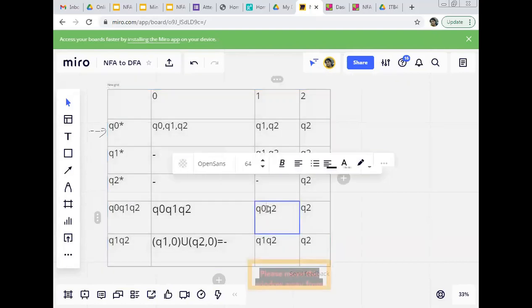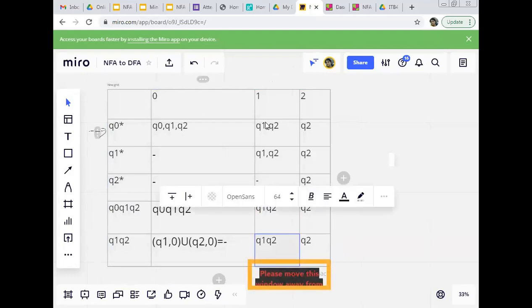Okay, in this we don't have one. So we'll stop here and see if there is any other new combination. Here we got Q0, Q1, Q2, which is already there. Here we got null, which is not required. Here we have Q1, Q2, which is already there. Q2 is a single state.